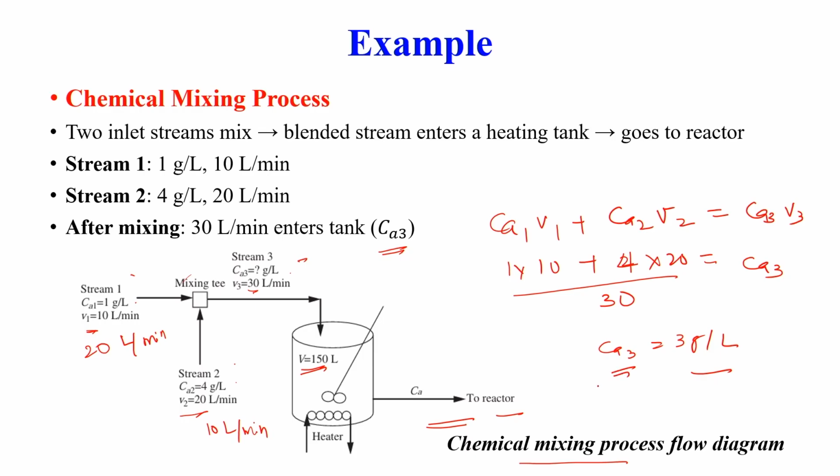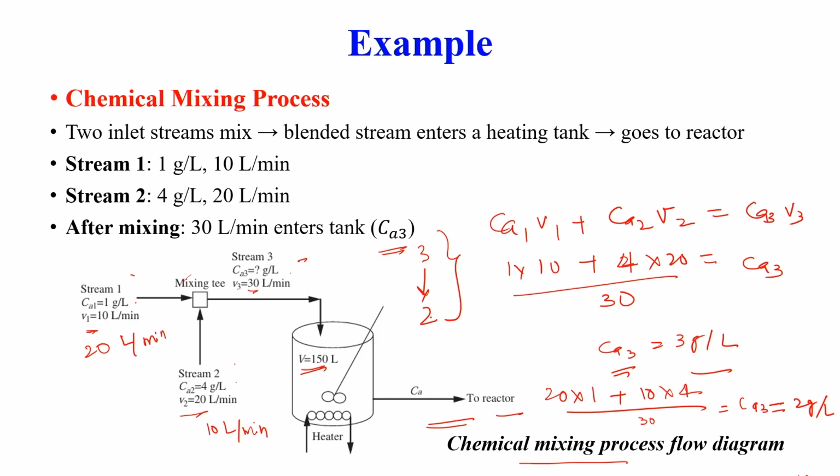If I do the same calculation, it will be 20 into 1 plus 10 into 4, divided by 30. This is Ca3, and it comes out to be 60 divided by 30, that is 2 grams per liter. Now, all of a sudden, there is a sudden decrease of the Ca3 value from 3 to 2.